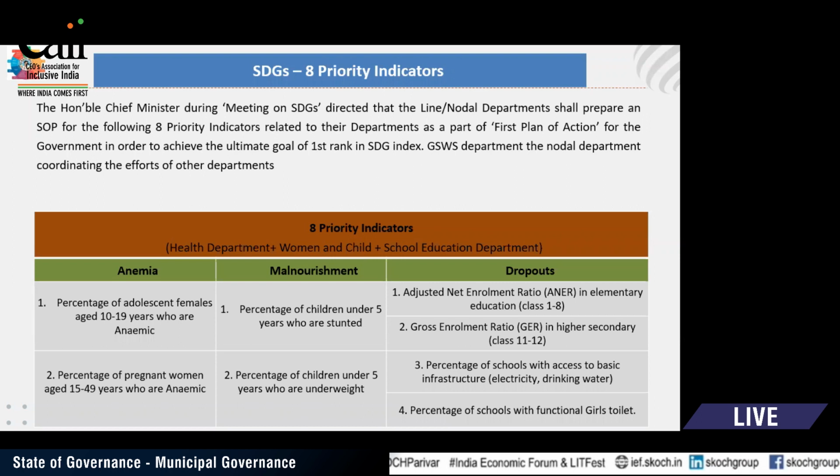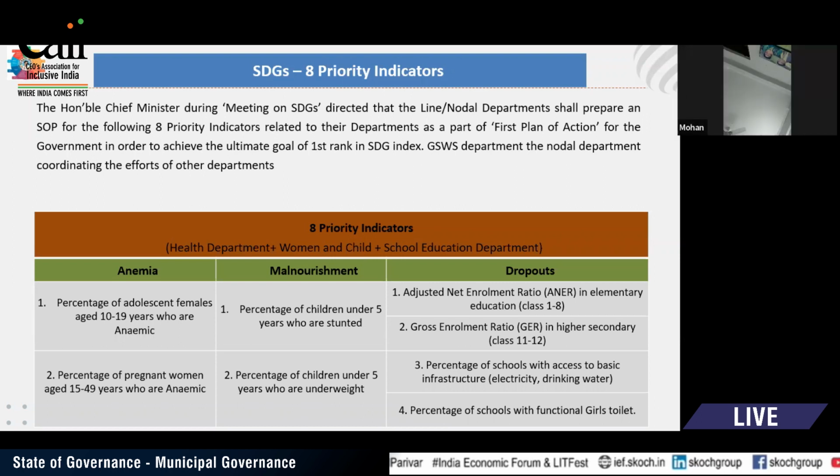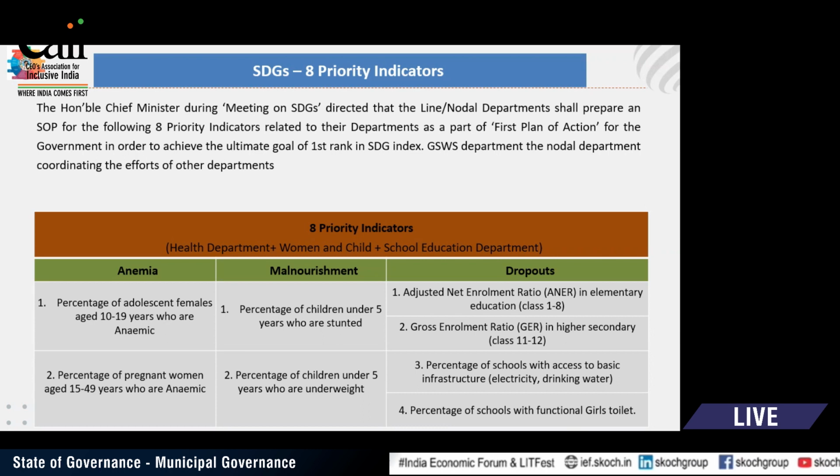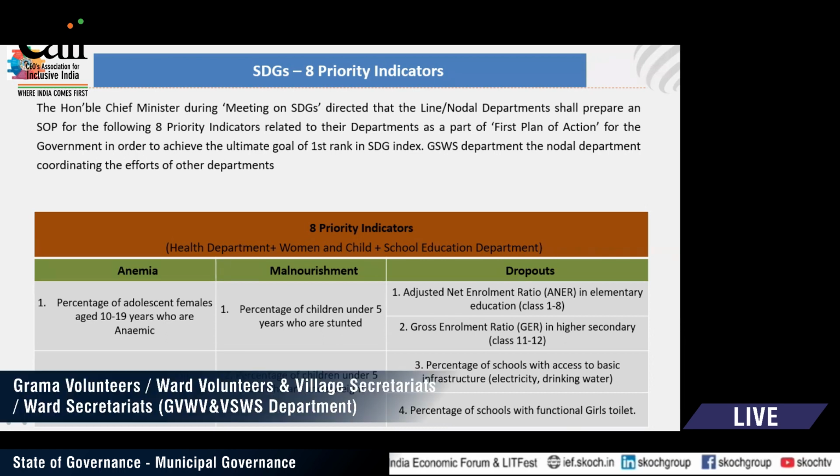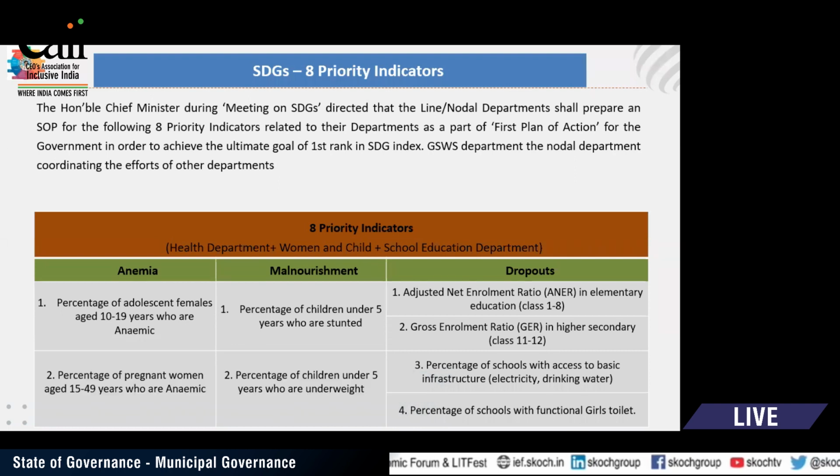Government of Andhra Pradesh priority indicators. The Honorable Chief Minister, during the SDGs meeting, directed all the 9 nodal departments to prepare an SOP for the following 8 priority indicators. These 8 priority indicators are distributed among 3 departments: Health Department, Women and Child, and School Education Department. In the Health Department, anemia.